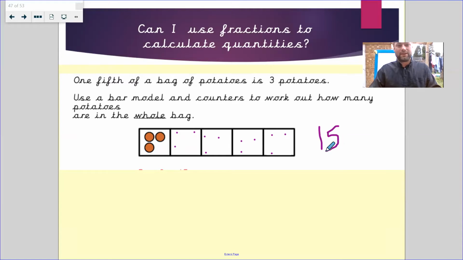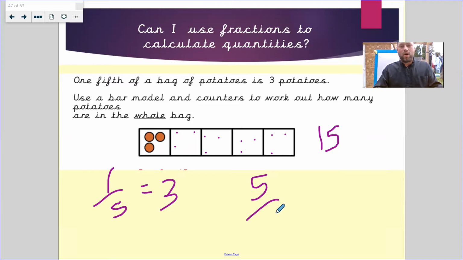Or a quicker way of doing it, if we know that 1/5 is equal to 3, to find out what 5/5 are, 1 whole, we multiply this number by the numerator, which gives us 15. Okay.